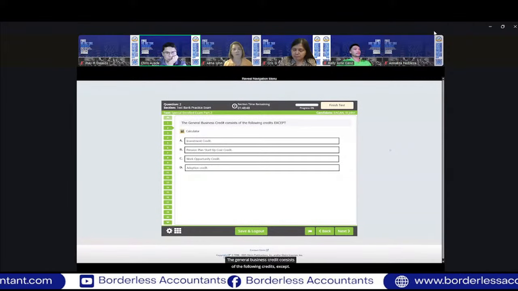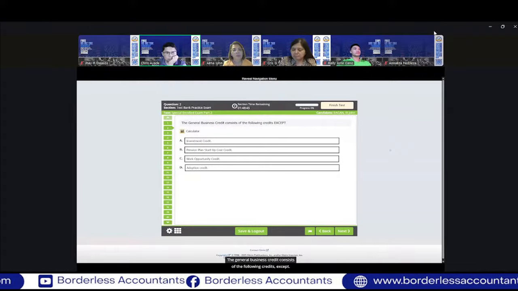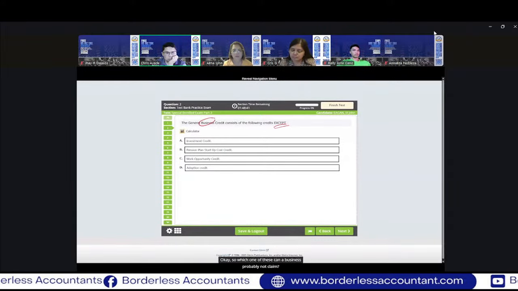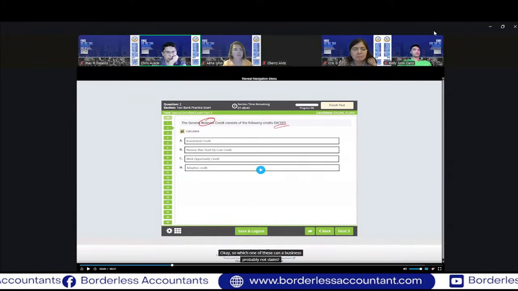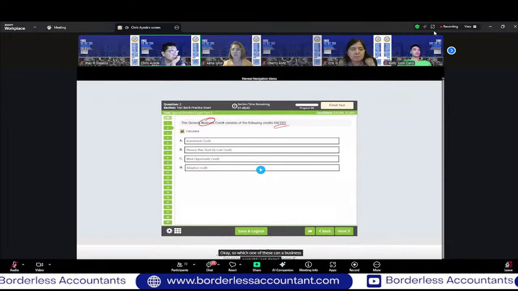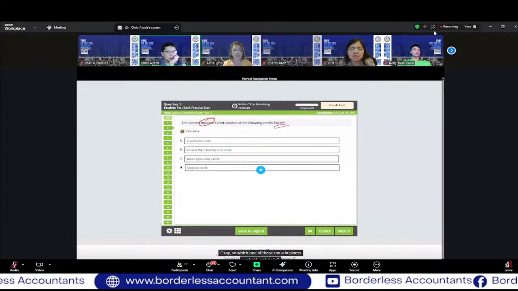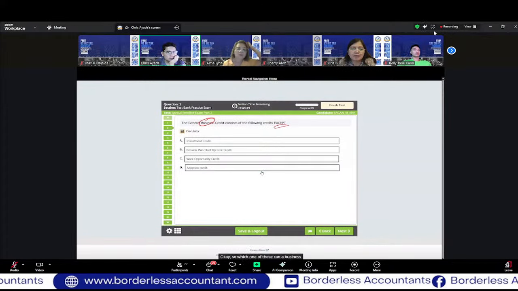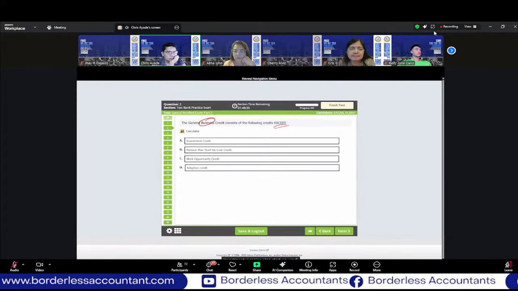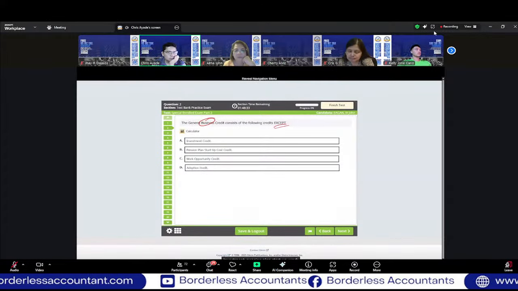The general business credit consists of the following credits, except... okay, so which one of these can a business probably not claim? Training nga to. Best guess. Or I think na bigay naman to kanina. So which one there is not business related? Investment, pension plan startup, work opportunity credit, or an adoption credit?